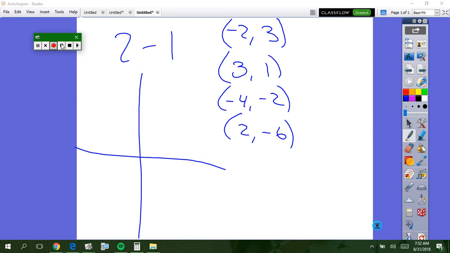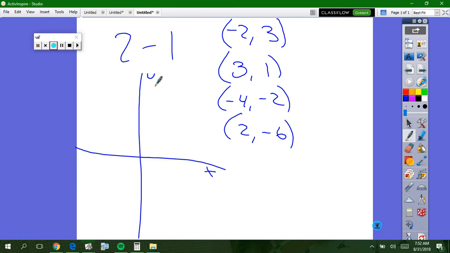So, with that being said, remember, this is your x-axis, this is your y-axis, right? These represent your x values and your y values on the coordinate plane, correct?